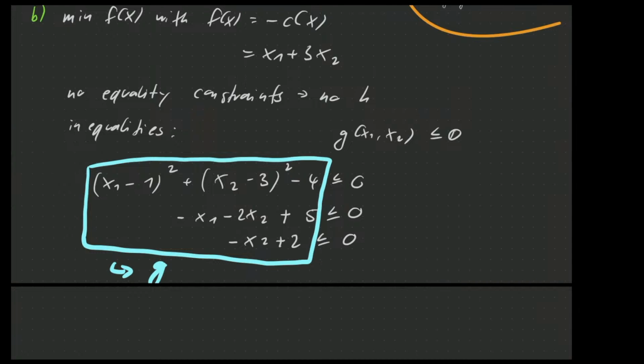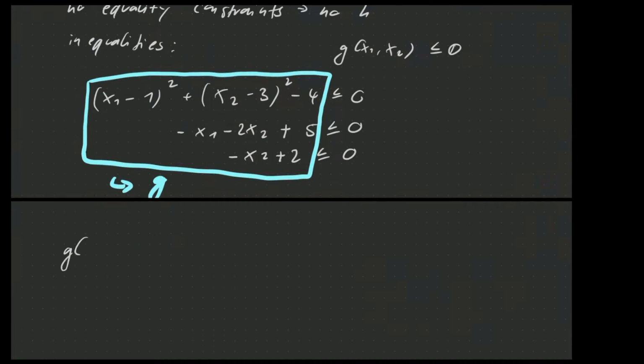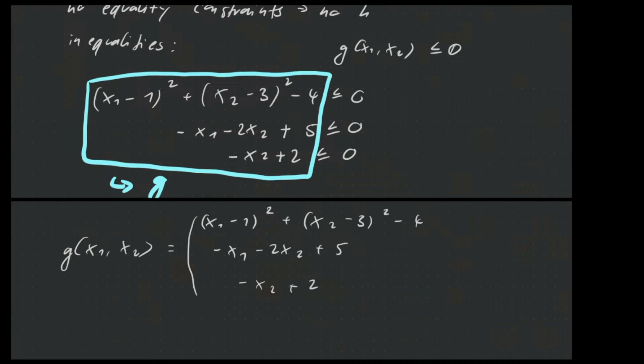and let it be our g. Right, so we have two variables, g of x1, x2. So that is x1 minus 1 squared plus x2 minus 3 squared minus 4. Then we have minus x1 minus 2x2 plus 5 and minus x2 plus 2. And the condition is this is less or equal to the all zeros vector. We have 3 rows, so the right-hand side is also 3 zeros.